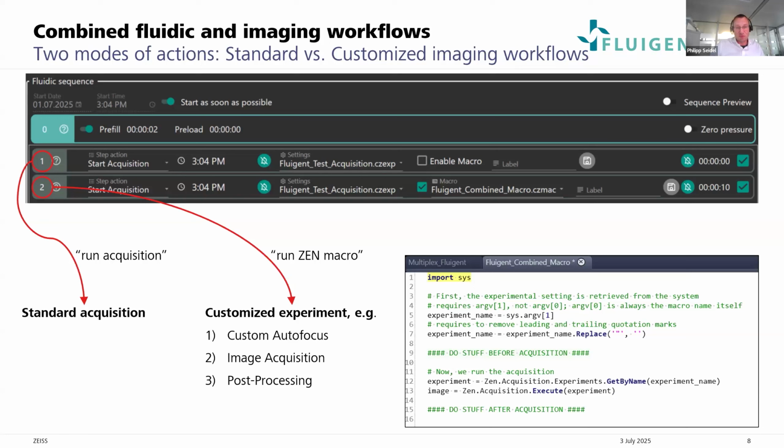Here's an example I wrote down, and this is a real use case. We did that actually with some other customers: a custom autofocus, and then some post-processing afterwards. If you want to do something like this and you have some level of expertise, you know how to write ZEN OAD macros, you can do that. And then from the Aria software, you directly call a macro. So that is the second interaction logic that can take place.